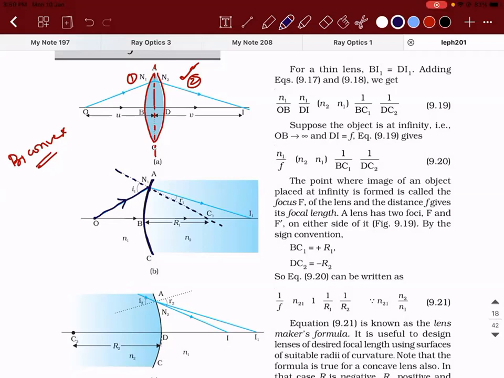Now tell me, the ray is traveling from mu1 to mu2, from rarer to denser medium. So when it travels from rarer to denser medium, what will happen to it? The ray will start bending towards the normal. When it bends towards the normal, it is assumed that the image is formed inside the glass medium, at point I1. Is this diagram clear?